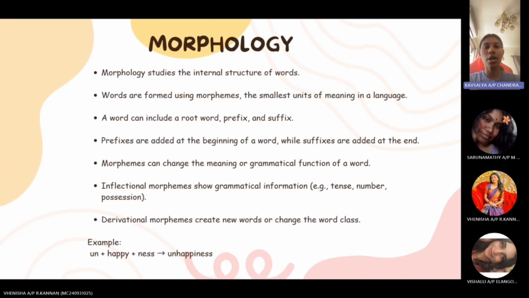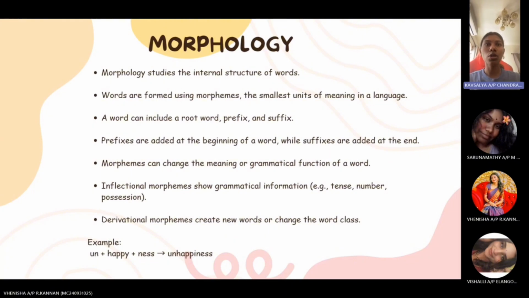In my opinion, morphology is the branch of linguistics that studies the internal structure of words. It examines how small units of meaning, known as morphemes, combine to create words. Morphemes are the smallest meaningful units in a language, and can include root words, prefixes and suffixes. For example, in the word unhappiness, un is a prefix meaning not. Happy is the root word and ness is a suffix that changes the adjective into a noun.